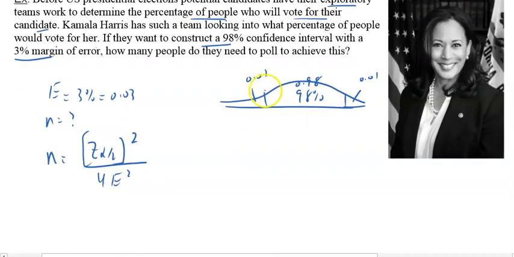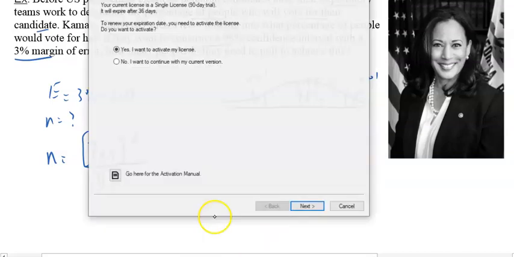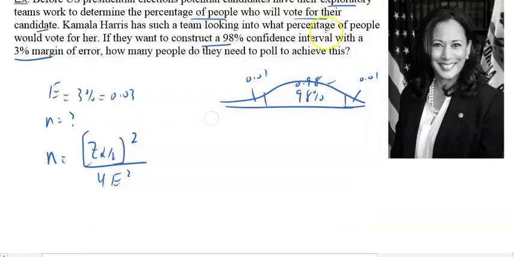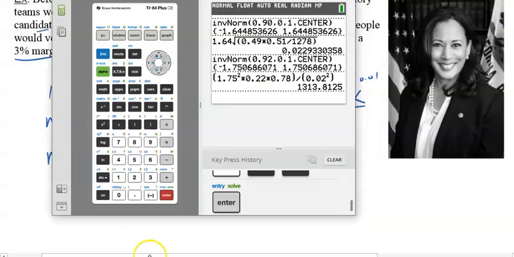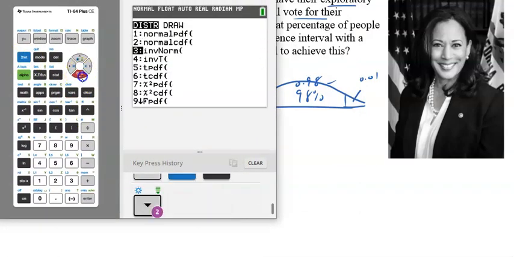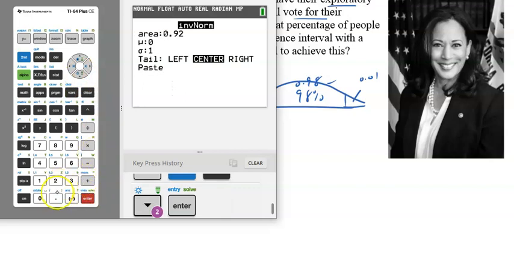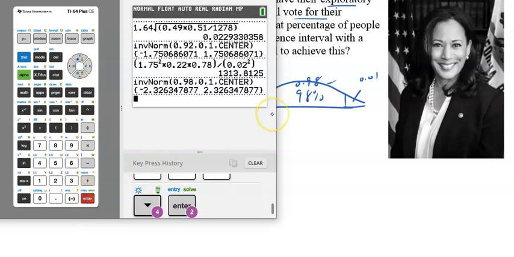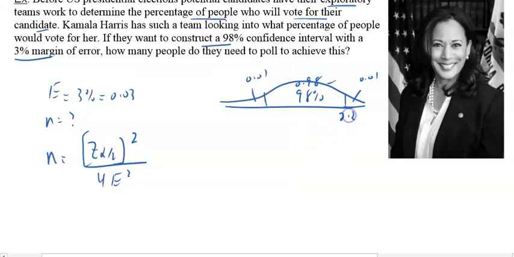Well, let's see. What do I need to know? I need to know the z-score. That's always something I have to evaluate. Okay, here it is. So I'm going to take inverse normal distribution. I want an area of 0.98, 2.33. And there it is. n would equal 2.33. Whether you take the negative or the positive, it doesn't matter because you're going to square it. And the error is 0.03 squared. And no big secret, I'm going to show you how to plug that in the calculator.